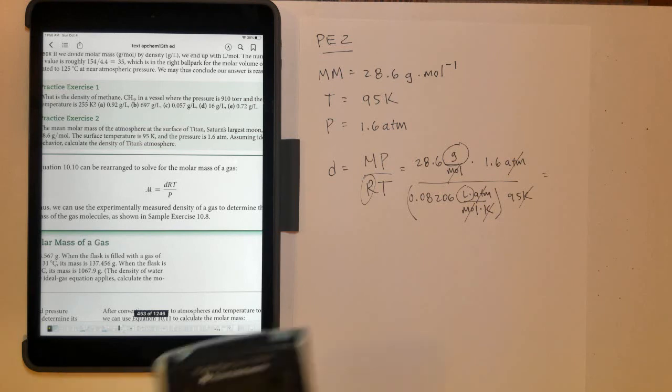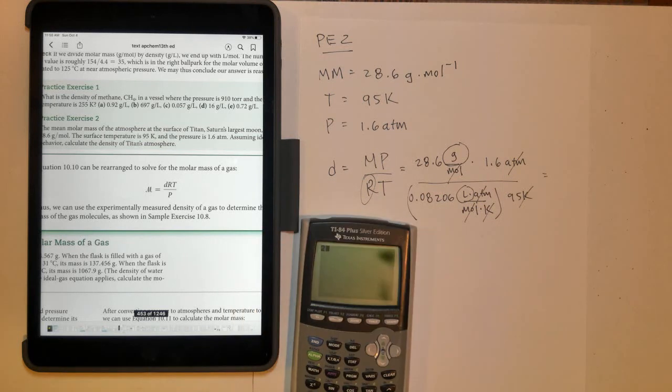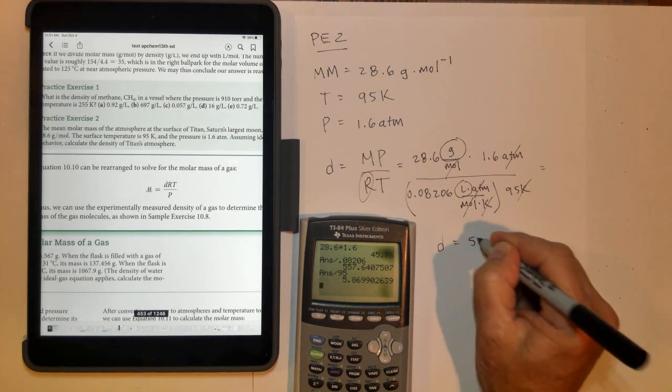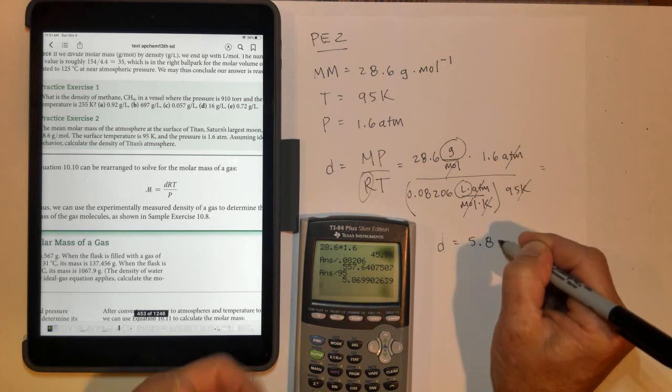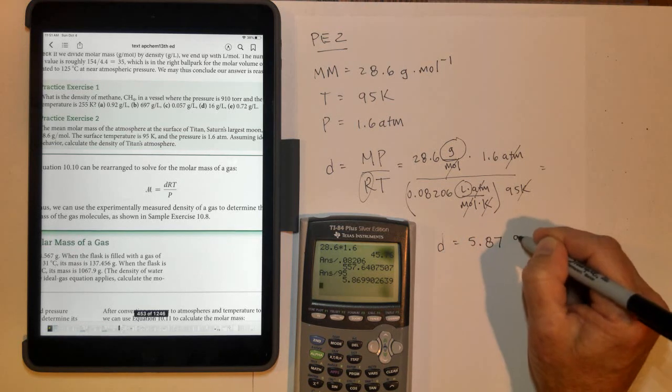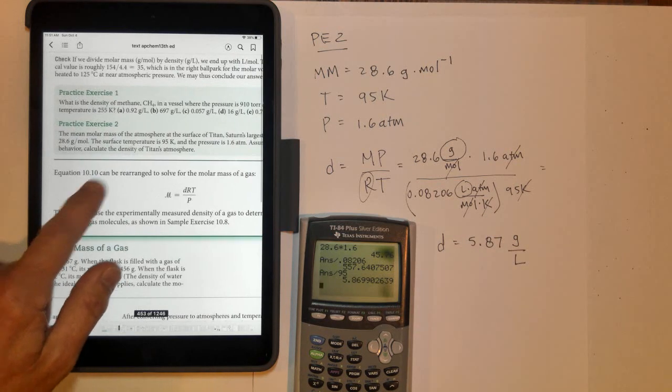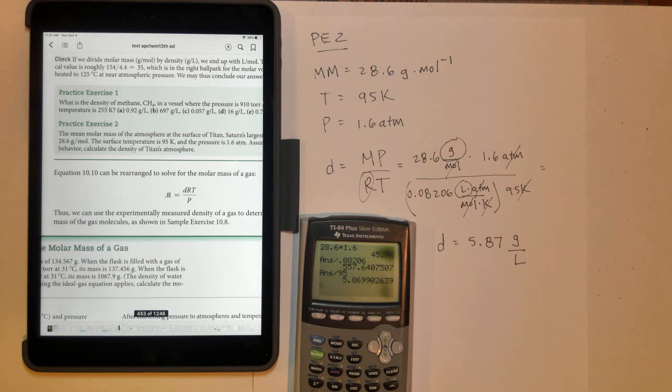Let's put these values into our calculator. So 28.6 times 1.6, enter, divided by 0.08206, enter, divided by 95. And we end up with a density of 5.87, that's grams per liter, for the density of Titan's atmosphere. Good luck with your gas density equations.